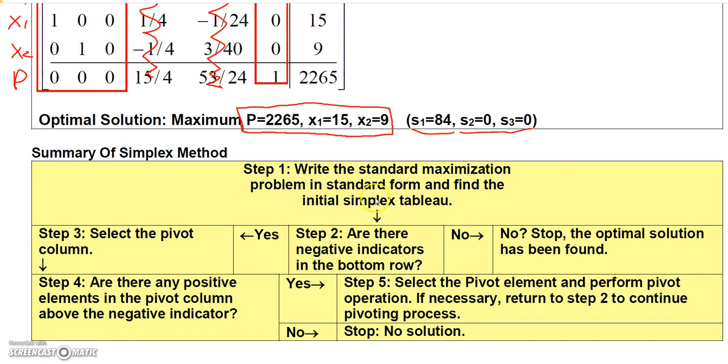Here's a little summary of the simplex method, and it says, first of all, write the standard maximization problem in standard form and then find the initial simplex tableau. Step 2, are there any negative indicators on the bottom row? If no, then you can stop. You have the optimal solution. But if yes, then you have to select the pivot column. And then step 4, are there any positive elements in the pivot column above the negative indicator?